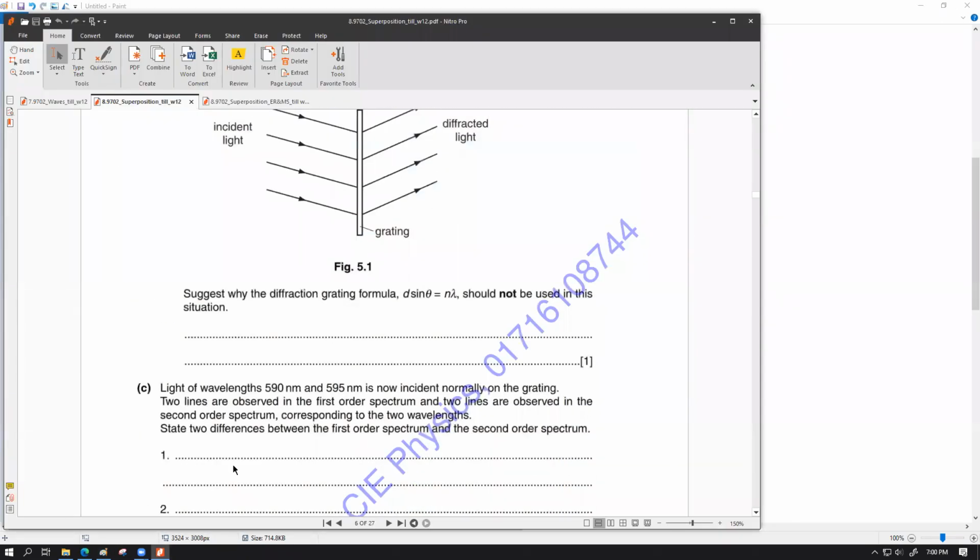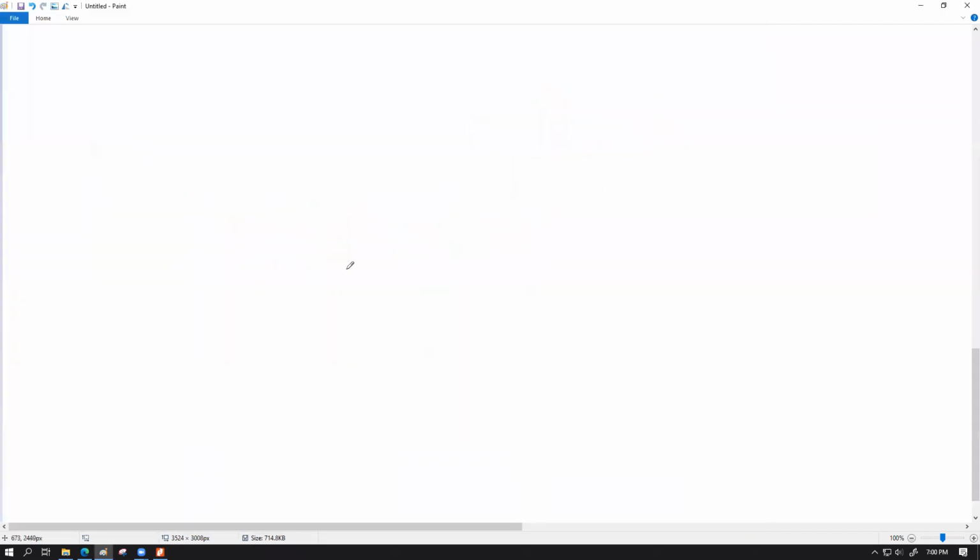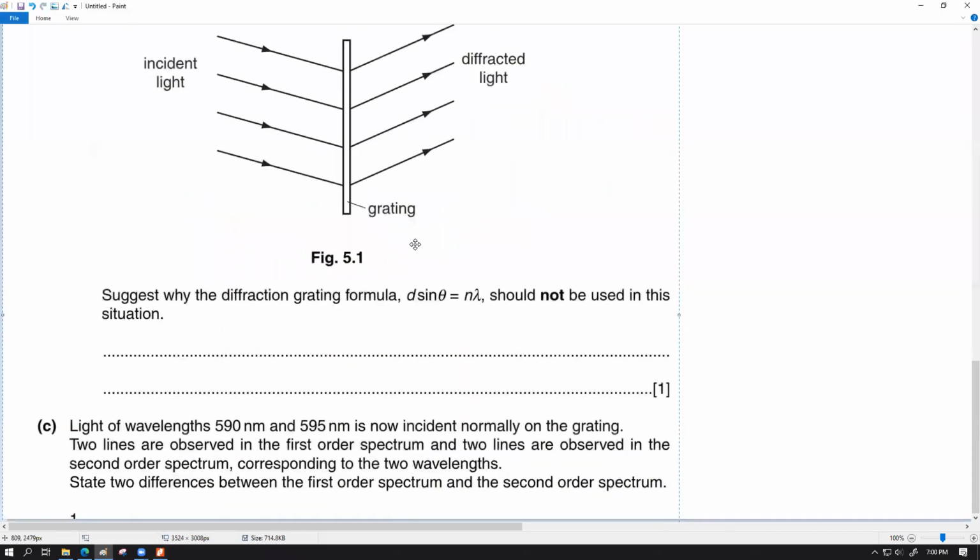What I'm interested in is this part. Have a look at this question, everyone. Take a good look at this question. Let me just take this out. Can I take this out? I hope I can take this out. Yes, I can take this out. Let's paste it.